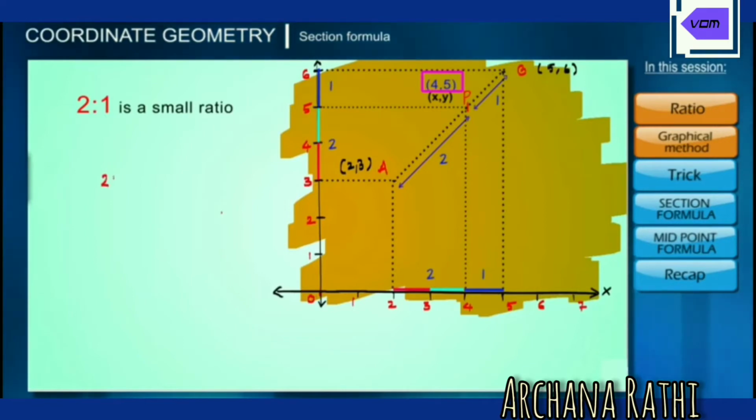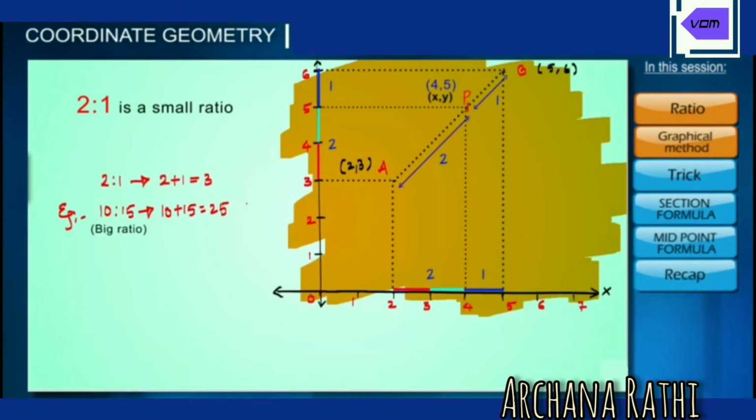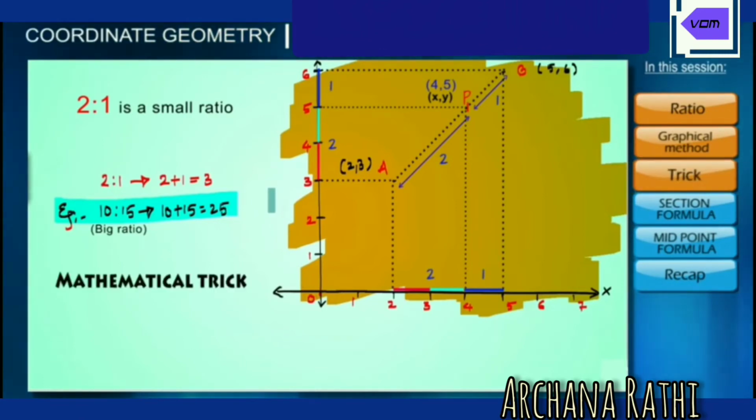As the ratio is small, we divide the distance between the points into 2 plus 1, that is 3 equal parts, to locate the point P. But it is very difficult for big ratios like 10:15, where I would have to divide that distance into 25 parts to locate the coordinates of the given point. Locating the coordinates this way for a big ratio is very difficult. So we require some mathematical trick which will help us for big ratios as well.